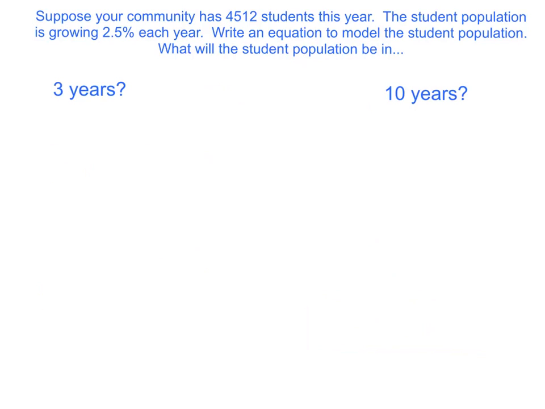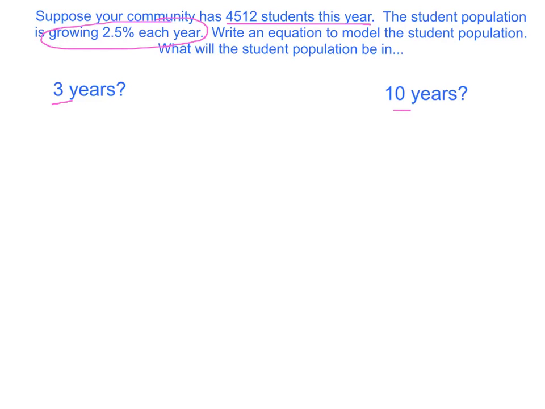Alright, let's do a few story problems using exponential growth before we do anything with exponential decay. Here it says, suppose your community has 4,512 students this year. The student population is growing 2.5% each year. Write an equation to model the student population. And then, what will the student population be in 3 years and 10 years?